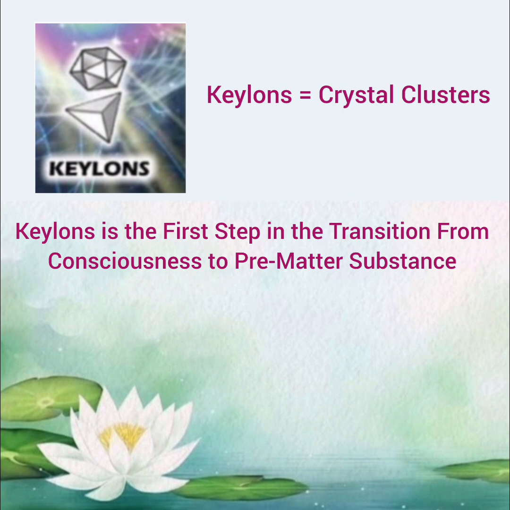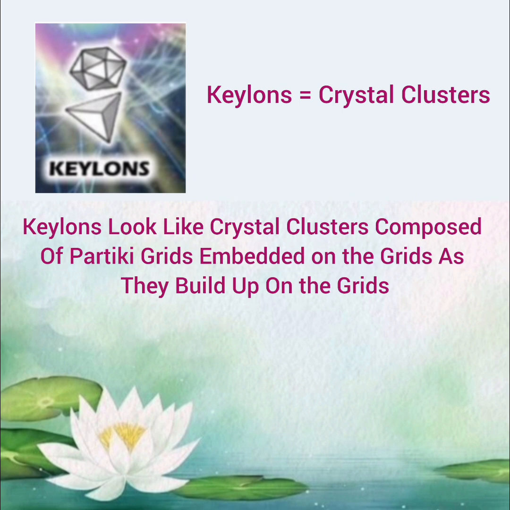They are like pieces of dust in the fabric of a garment if you view it through a microscope, and that's how they are in the particle grid. So keylons are the first step in the transition from pure consciousness to the pre-matter substance. Keylons are the level of our consciousness and our beings that exist between pure consciousness and pre-matter substance. They look like microscopic crystal structures composed of millions and millions of particle units in just one little keylon.